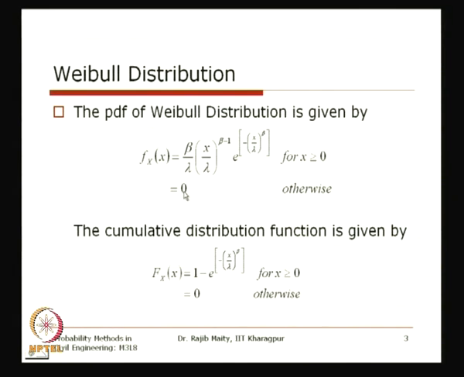For negative values of x, this is not defined, it is 0. We know that the cumulative distribution for any PDF is the integration from the lower support, here 0, up to that particular value x. If we do that integration, we get the cumulative distribution function, and it can be shown that this is 1 minus e to the power minus x by lambda to the power beta, for x greater than or equal to 0.